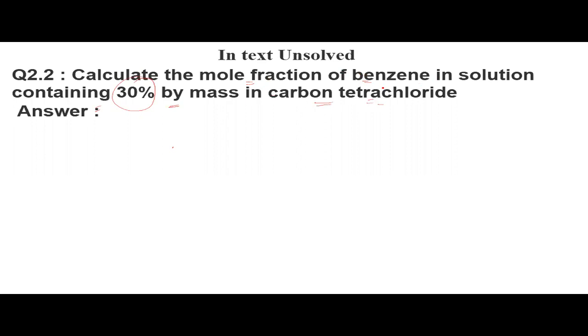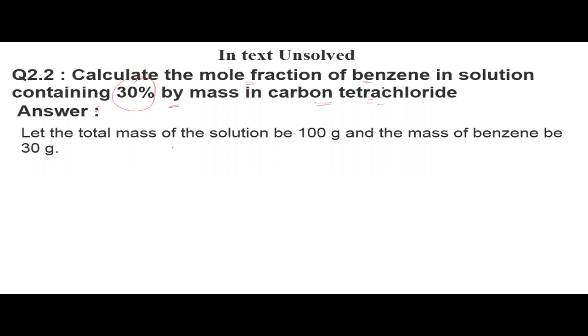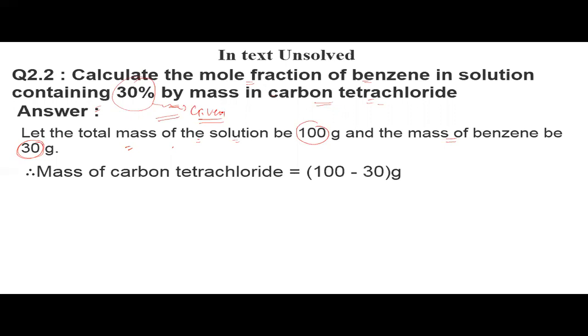Answer. When we proceed to the answer, the percentage is given. That is why we consider the total mass of the solution to be 100 gram. Let the total mass of the solution be 100 gram. The mass of benzene is 30. Why do we consider 30? Because it is given 30%.